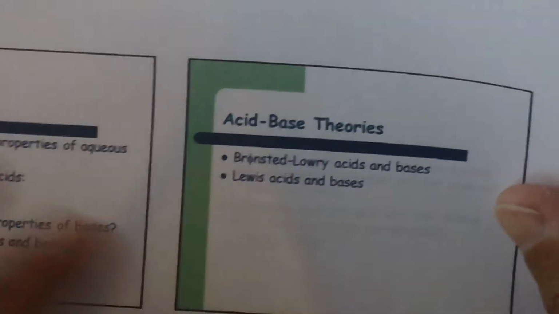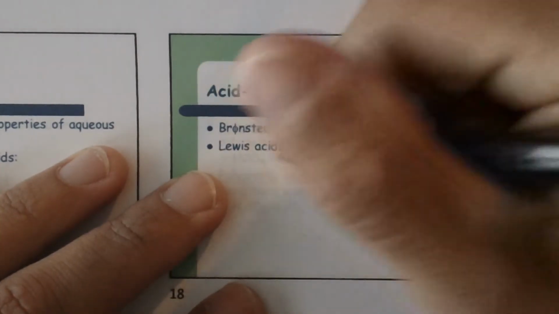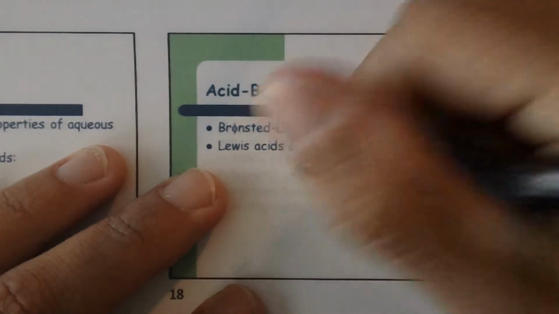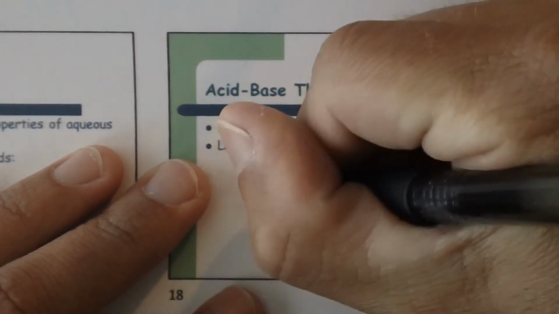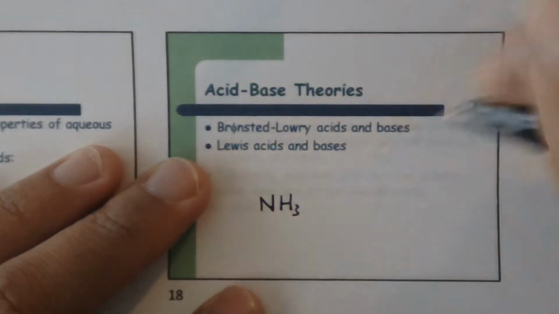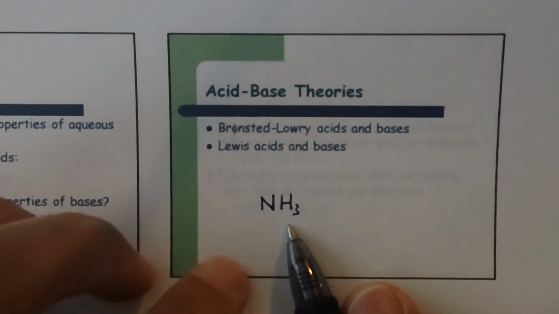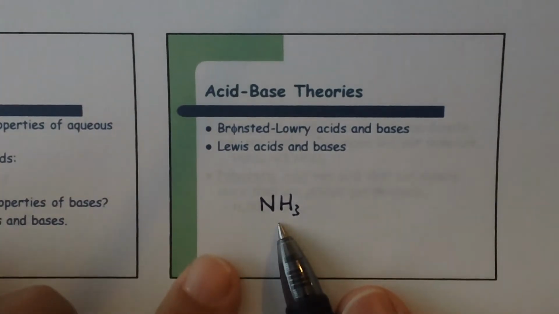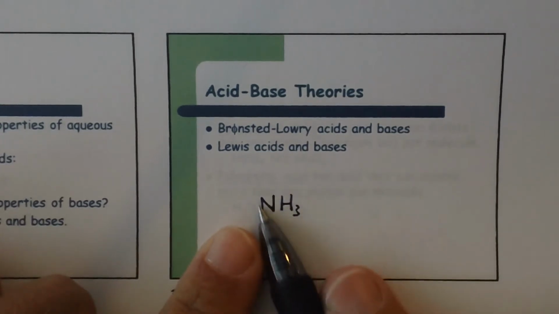So there's a problem with Arrhenius's definition for acids and bases, and that problem is if the base didn't have hydroxide attached to it, then it wasn't a base. It wasn't a base according to Arrhenius. So the initial problem was this guy. This is ammonia. Ammonia is a base. It has all the properties of bases. At the time Arrhenius came up with his definition, everybody knew that this was a base. But his definition didn't define this as a base because there's no hydroxide here.